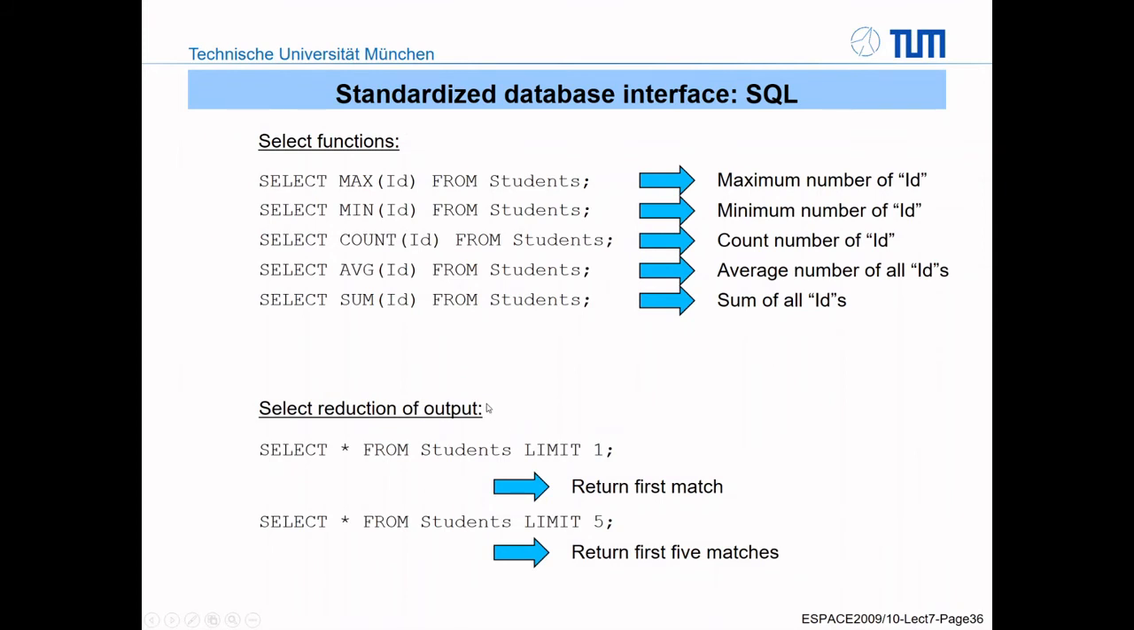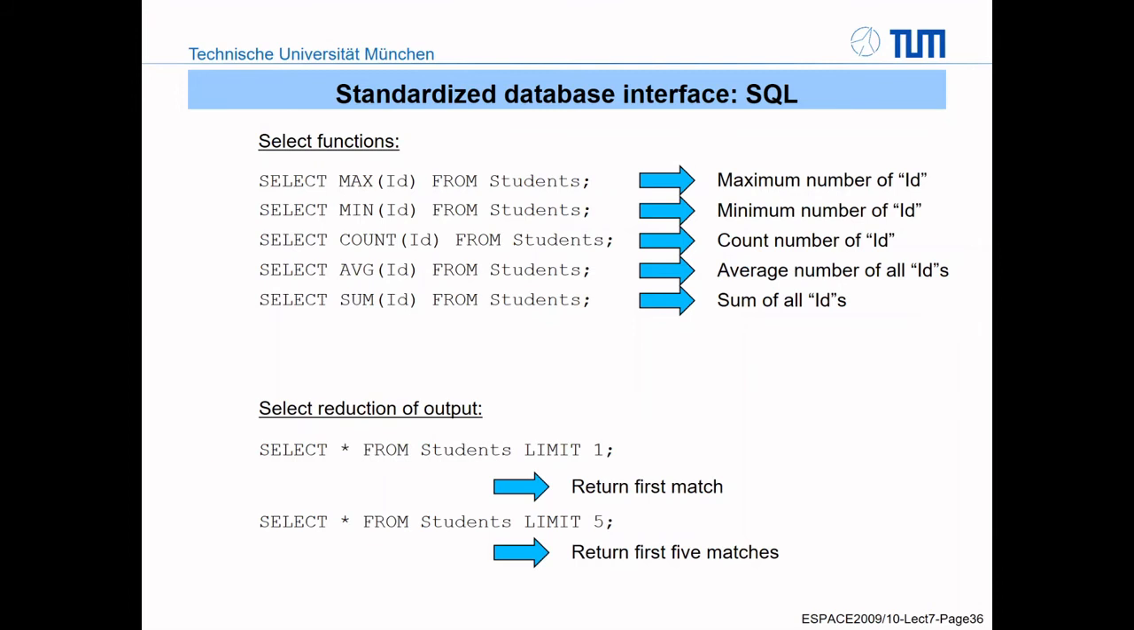And you can have special functions. So there are special functions which directly work on the individual items or individual attributes. So for example, you can get the maximum of all IDs. It just works on the integer values, things like that, so that you get the maximum of ID in students or the minimum of ID. You can count the number of students, and you can get the average, and you can get the sum of all results.